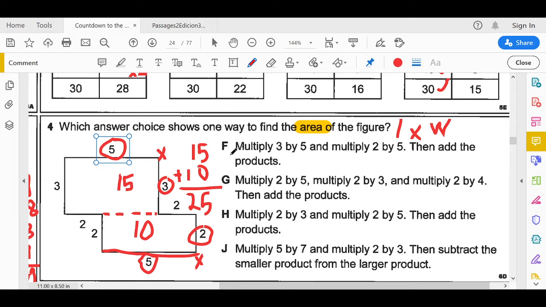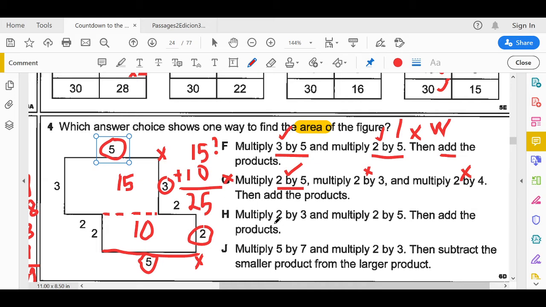Okay, so let's read the options. Multiply 3 by 5, that is correct, we did that. And multiply 2 by 5, that's correct, we did that. Then add, that's true, we also did that here, the products. So this might be the right option, maybe we already found it, I don't know. Letter G, multiply 2 by 5, okay, we have done that one right here, 2 times 5, that's correct. Multiply 2 by 3, not really, we didn't need to multiply those numbers. And multiply 2 by 4, not really. So I'm going to cross out letter G because it's not giving us the right steps.